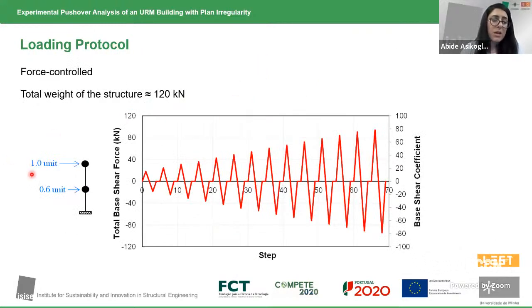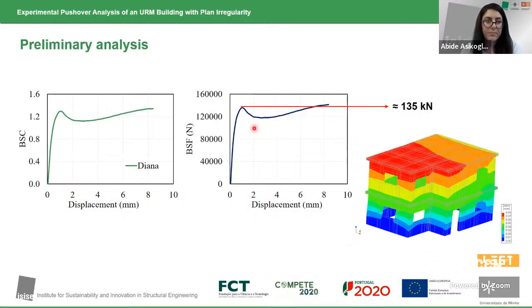Finally, what I mean is that when we applied 1 unit at the top level, we applied 0.6 unit at the first level. And this is the loading protocol that was applied. As you can see, we reached nearly 90 kilonewtons in total, which was nearly 80% of the total weight of the structure, and it actually failed in this range. Of course, before starting the test, we needed some preliminary analysis to have an idea of the capacity. The preliminary analysis showed that we might have 135 kilonewtons, which is nearly 1.3 of the total mass.